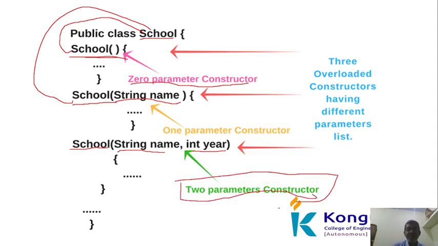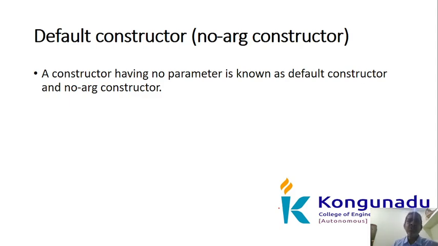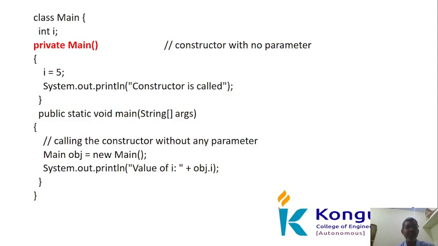So this is the example for the constructor. The first one, as we've already seen, is a no-argument constructor, which means that particular constructor doesn't have any values or parameters. Here the class name is Main, and the constructor name is also Main. It doesn't have any parameter, so it is called a no-parameter constructor or default constructor. It will have some values, they will be processed, and we will get the output.